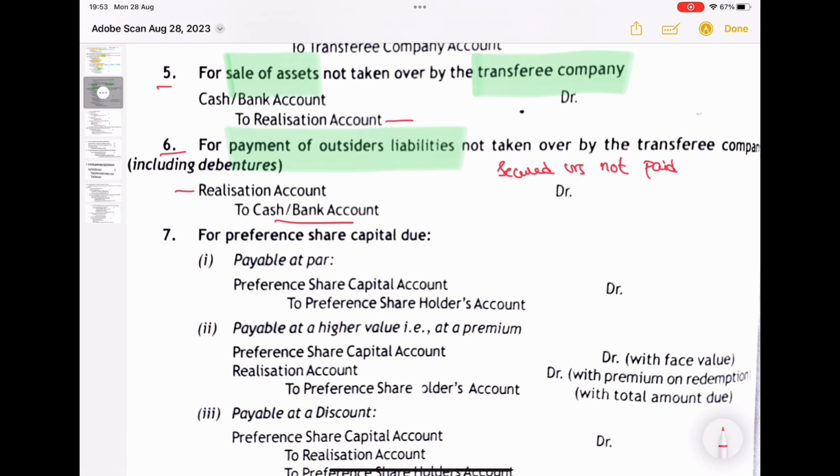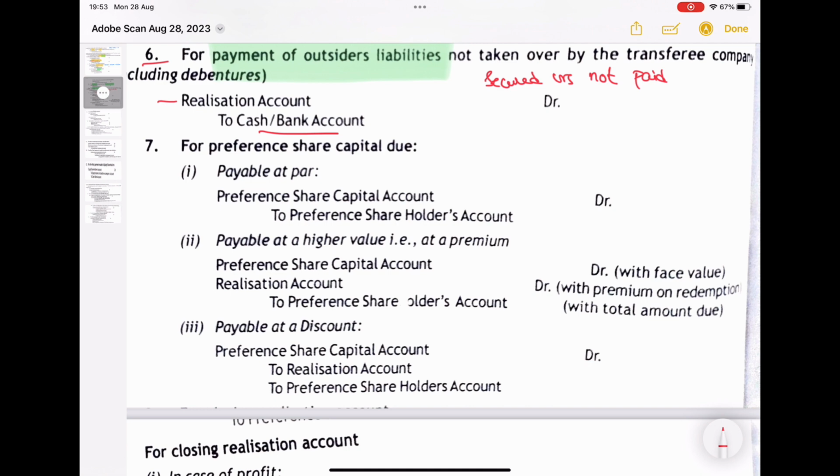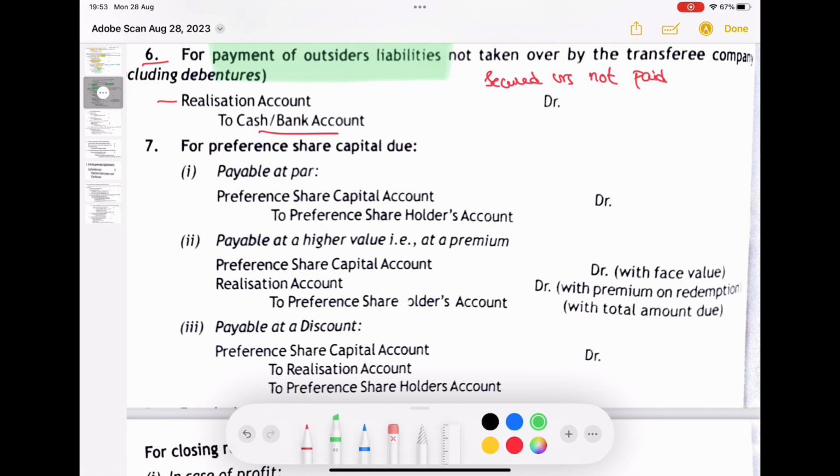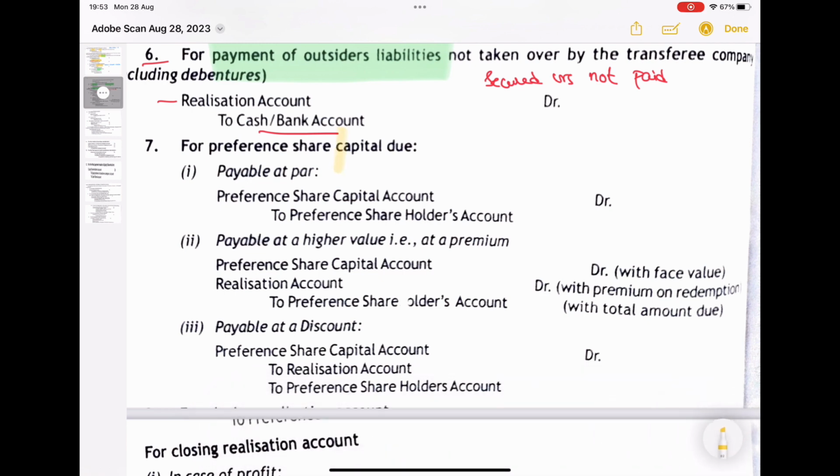So after paying all the liabilities and selling all the assets, I'll finally come to the shareholders part. In case of preference shareholders, we'll do the entries like this. For preference share capital, a due entry. This is the due entry; I have not yet paid them. See, payable value at par. What do you mean by par? Par means the normal value of shares, preference shares. For example, 100 each means 100. So in that case, preference share capital account debtor to preference shareholders account.